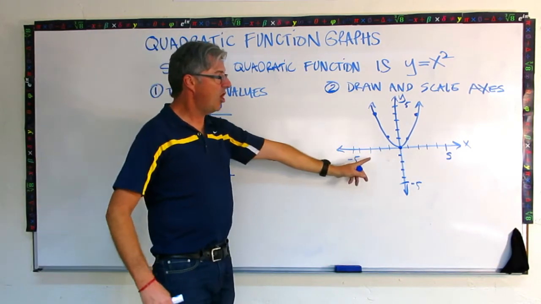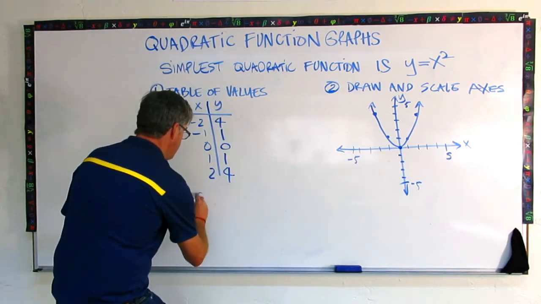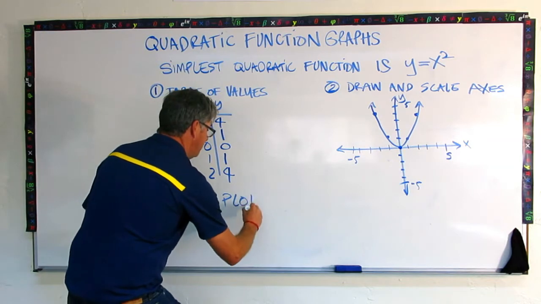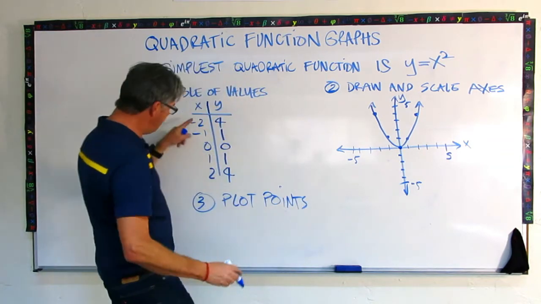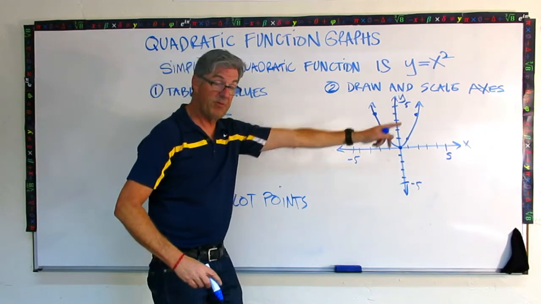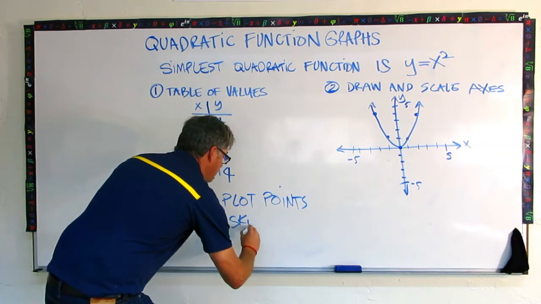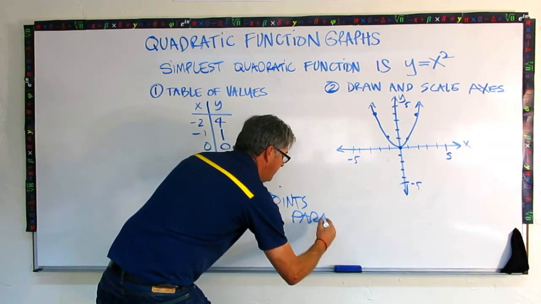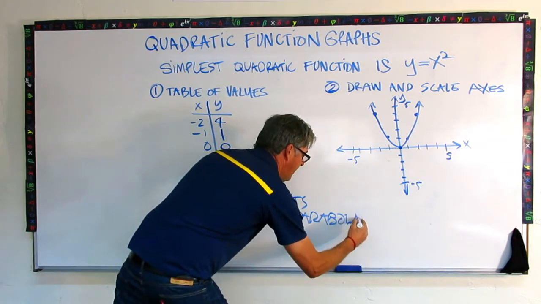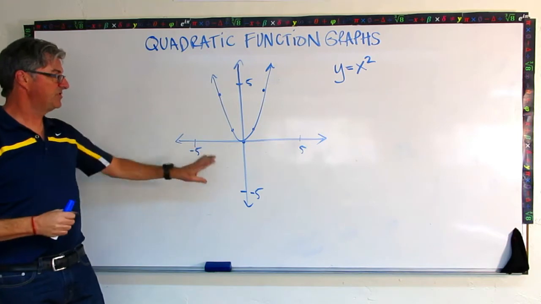Step 2, draw and scale axes. That was that first part we did. Step 3 is plot points. So that's when we put these points on our coordinate plane. And then step 4 is sketch the parabola. And we're done.